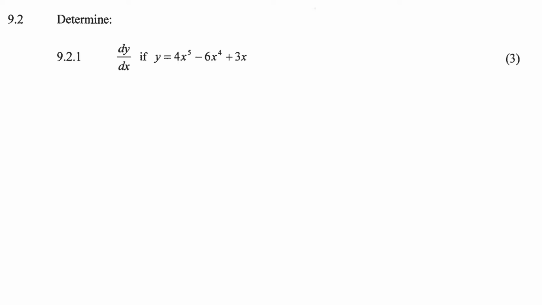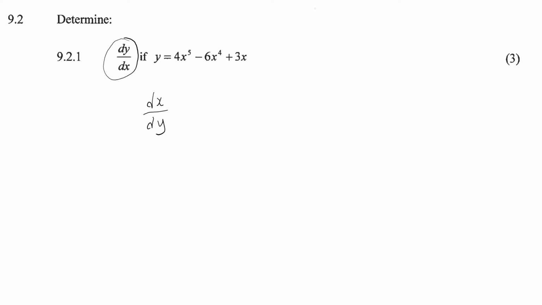9.2.1, it says determine dy over dx if y is equal to 4x exponent 5 minus 6x exponent 4 plus 3x. Okay, so be very careful with the symbol that they use here, especially in your final examination. They can try to trick you, right? Sometimes they can say determine dx over dy, right?